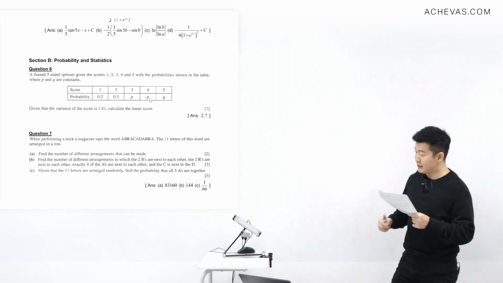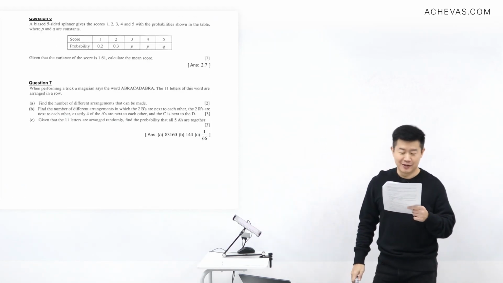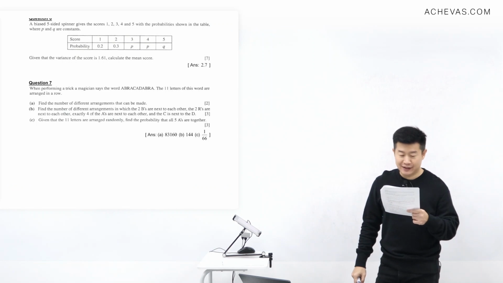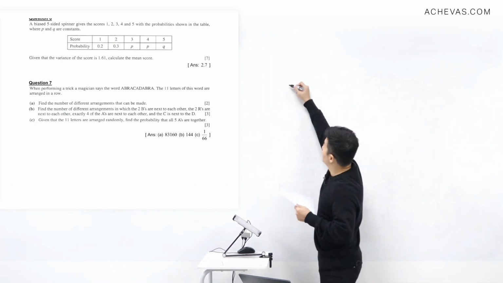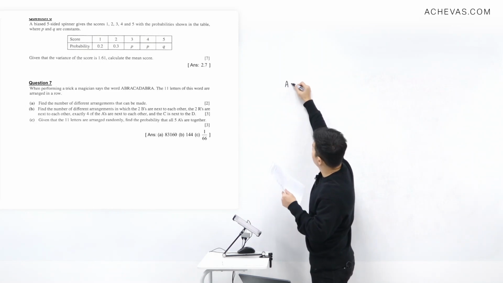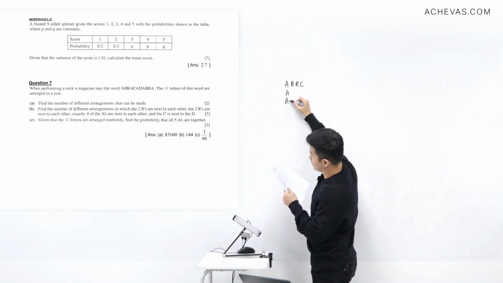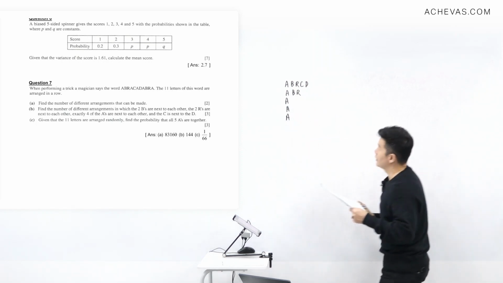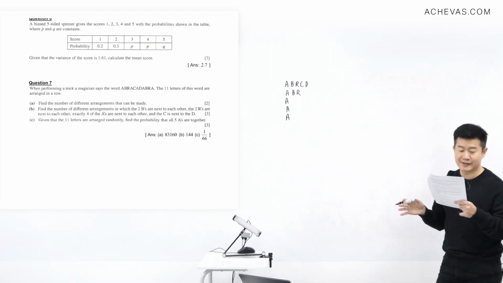In question number 7, we have the word abracadabra. I'm going to rewrite these 11 letters so that it's easier for me to see where all the repeated letters are. Okay, so I'm seeing 5 A's, 2 B's, 2 R's, 1 C, and 1 D.